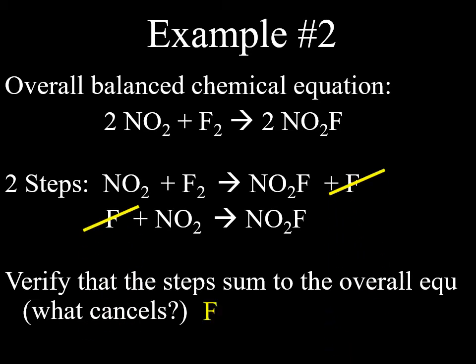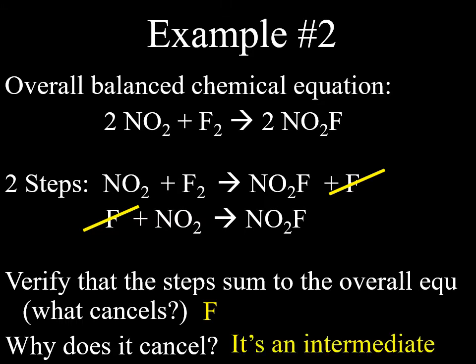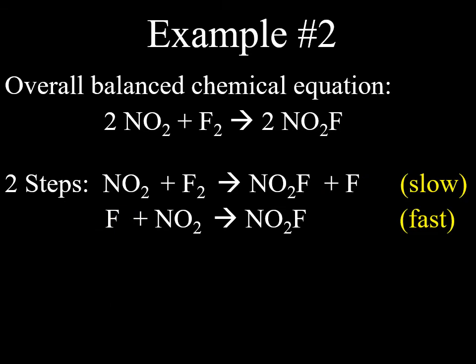Looks like the fluorines cancel out. Why does it cancel? It's an intermediate. An intermediate doesn't show up in the overall reaction. So you can verify that these 2 steps add up to the overall balanced chemical equation.